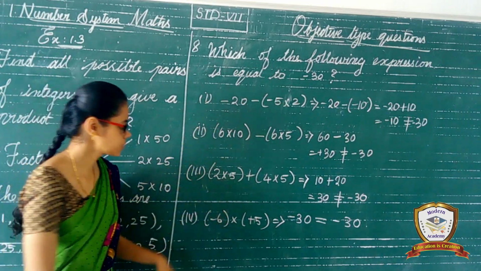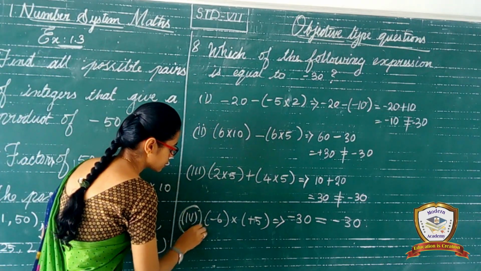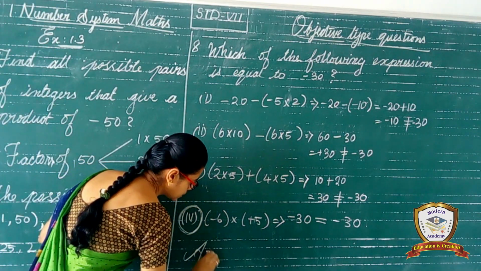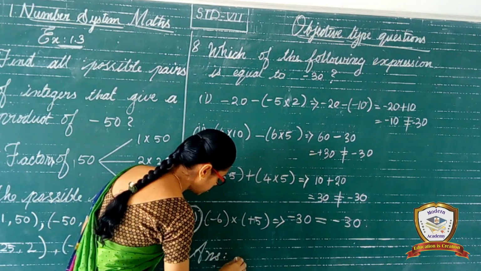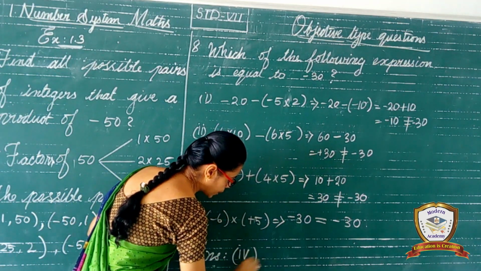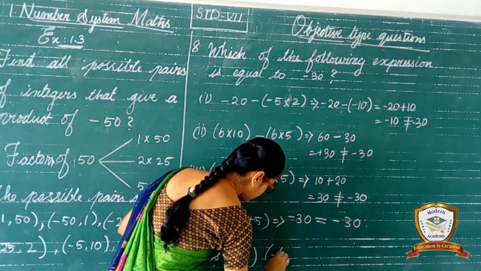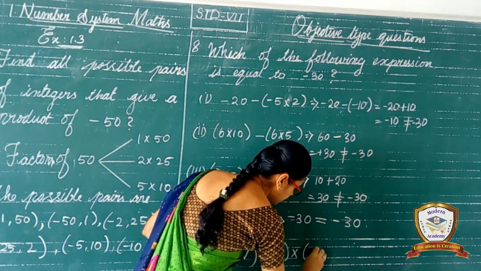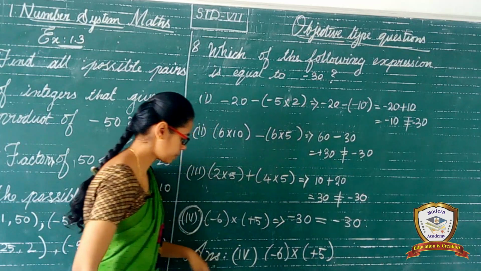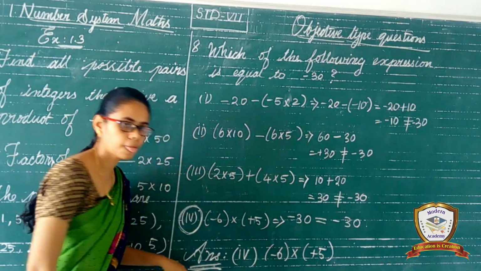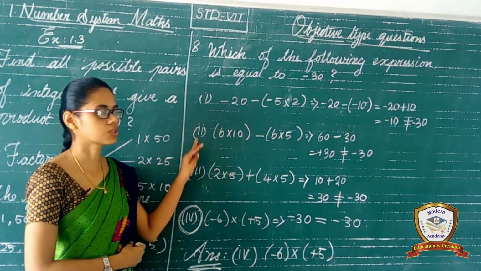So which option will come? Fourth option. Therefore, the answer is which option? 4th. So this is the correct one: minus 6 into plus 5. So the fourth option is the correct answer for this question. Okay.